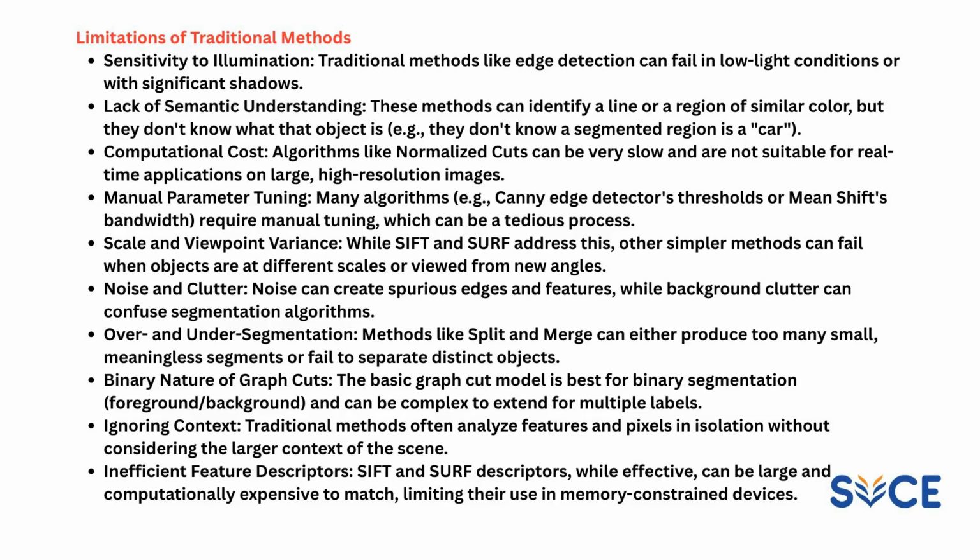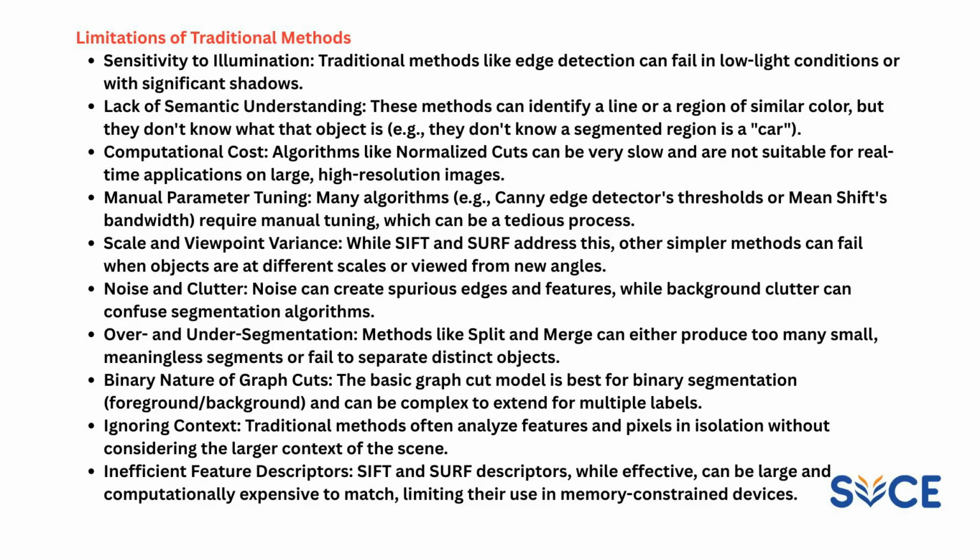The limitations of traditional methods: first we'll see the environmental and contextual limitations. We have spent a lot of time discussing what traditional computer vision methods can do. Now it's time to be honest about the shortcomings, right? These limitations are precisely what fueled the next major revolution in the field. Let's start with their biggest weakness related to the real world.